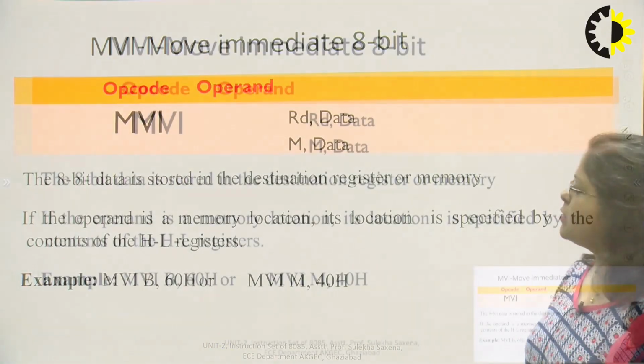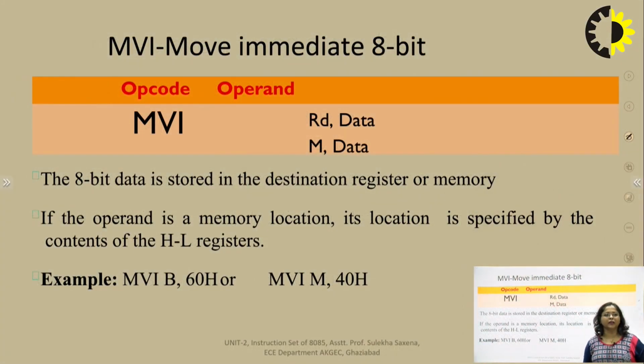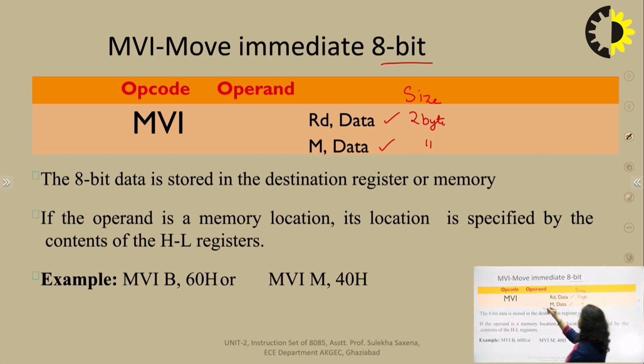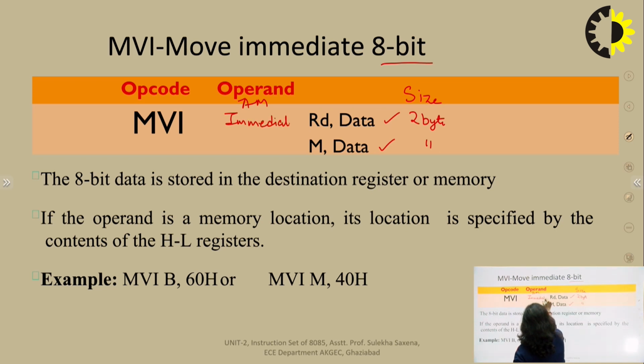Next is MVI. I stands for immediate data. So in this instruction, immediate data is copied either to register or to memory location. Since the data is 8-bit and MVI R takes 1 byte, the size of this instruction will be 2 bytes. And if we talk about addressing mode, since we are calling data immediately, it is of immediate addressing mode.